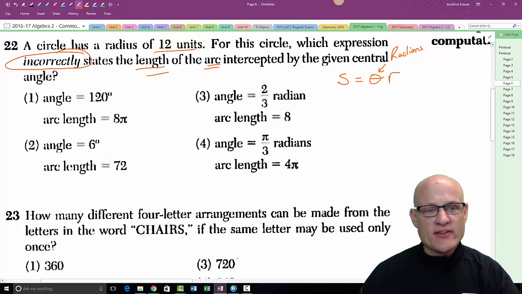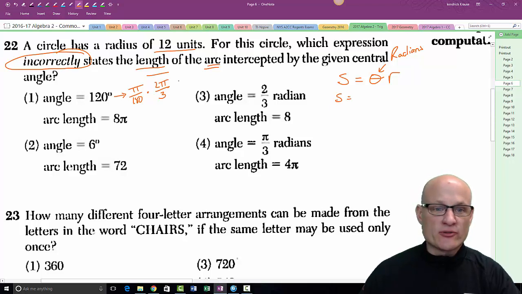In this case, the central angle is 120. Oh, you guys are not nice. In order to do this, I have to convert this to radians. So, I'm going to multiply by pi over 180. If I do that, 12 over 18 is 2/3, so this is 2 pi over 3. So, S equals 2 pi over 3 times 12. Well, 3 goes in there 4 times, so that's 8 pi. This is correct, so it's not the right answer.